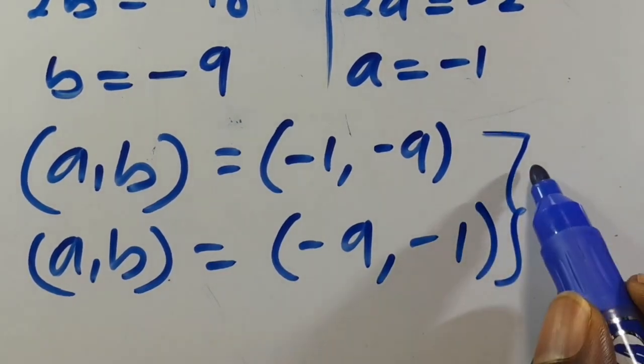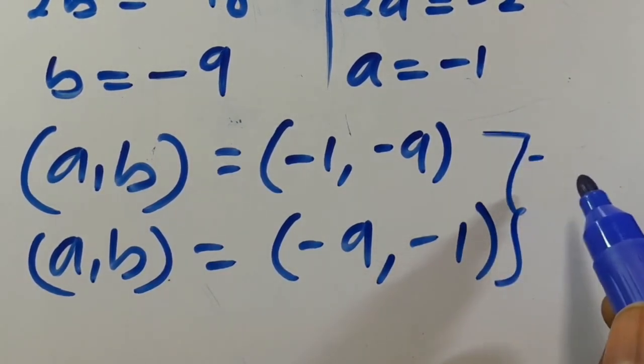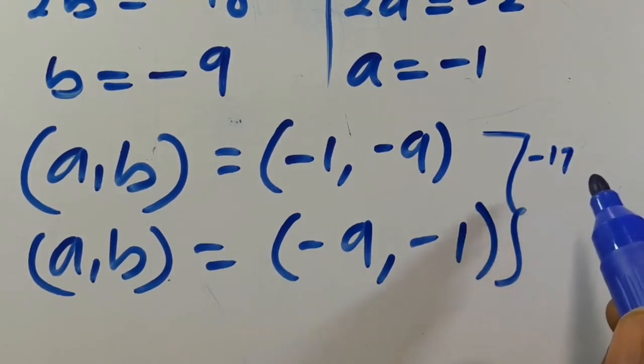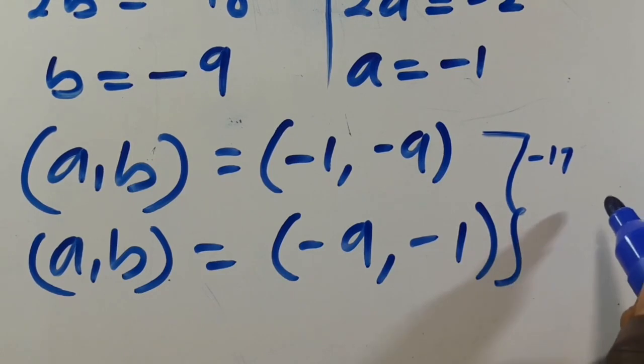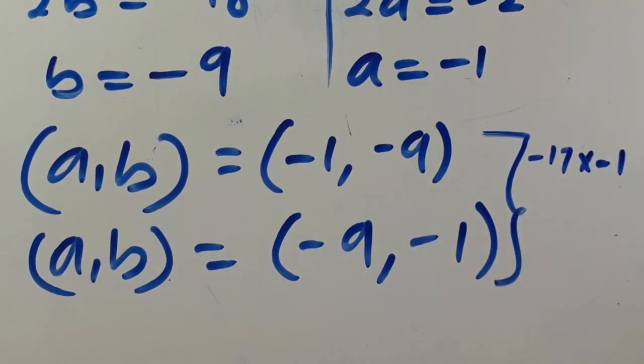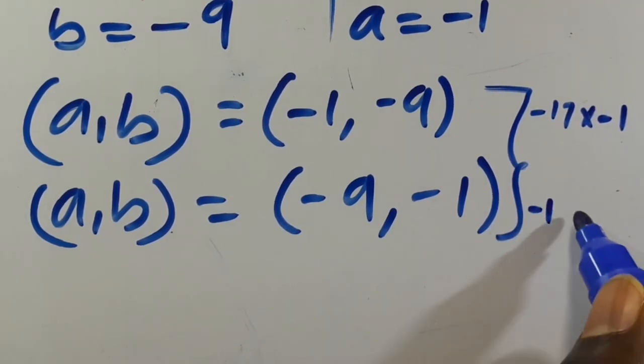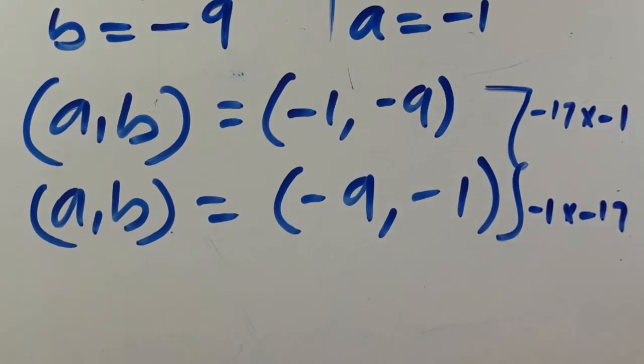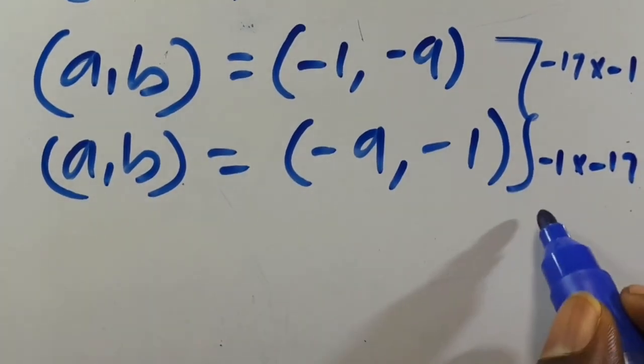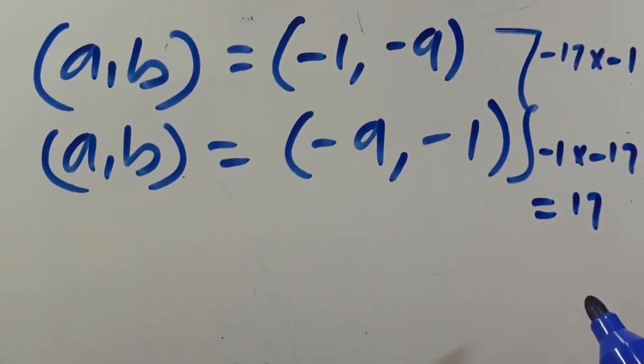When we have minus 17 multiplied by minus 1, and again, this one is for when you have minus 1 multiplied by minus 17, everything will give us 17. This is for the negative.